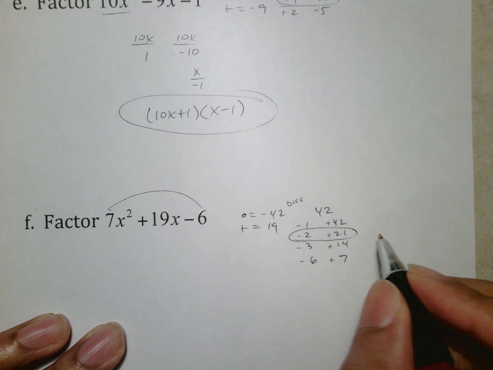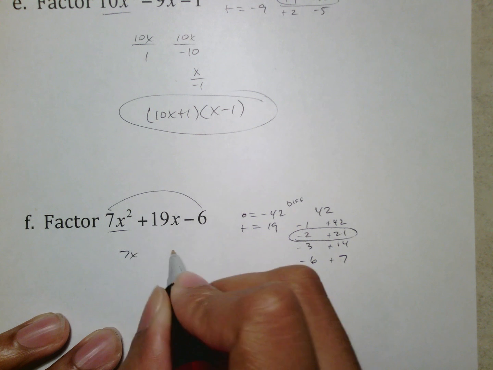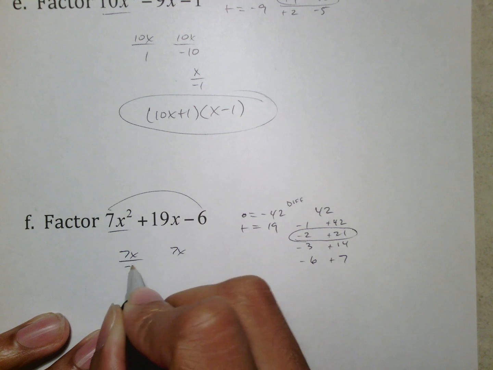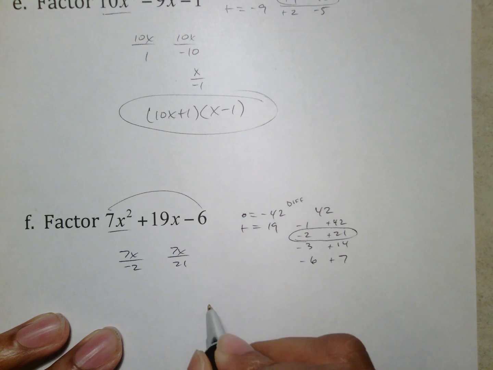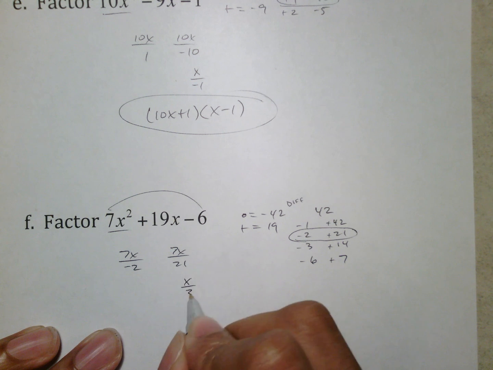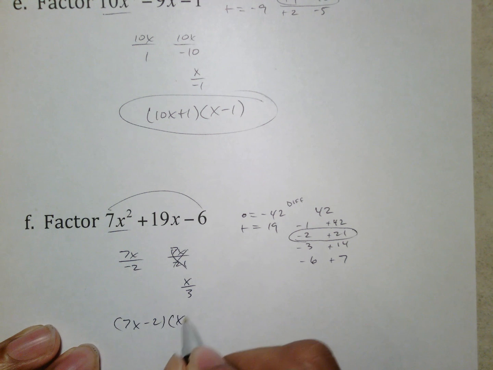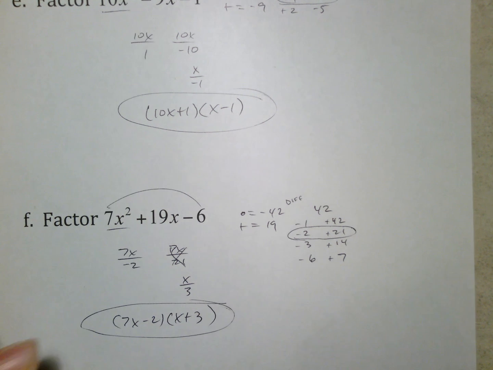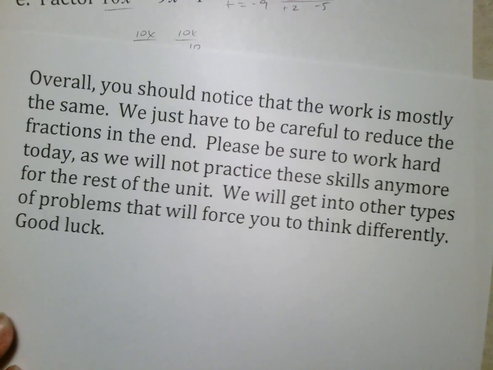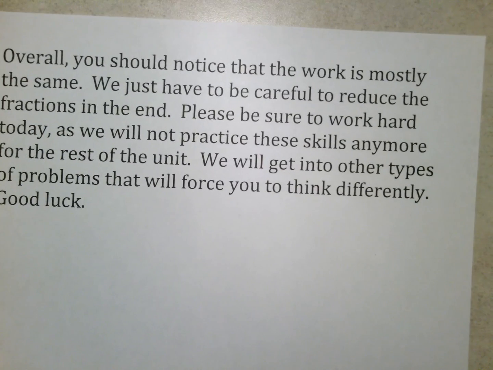And so from there what we do is we say, okay, this is a 7, so we put 7x, negative 2 here, positive 21 there. This can be reduced by 7, so you end up with x over 3. And you get 7x minus 2 times x plus 3. So overall, you should notice that the work is pretty much the same. We just have to be careful to reduce the fractions in the end.